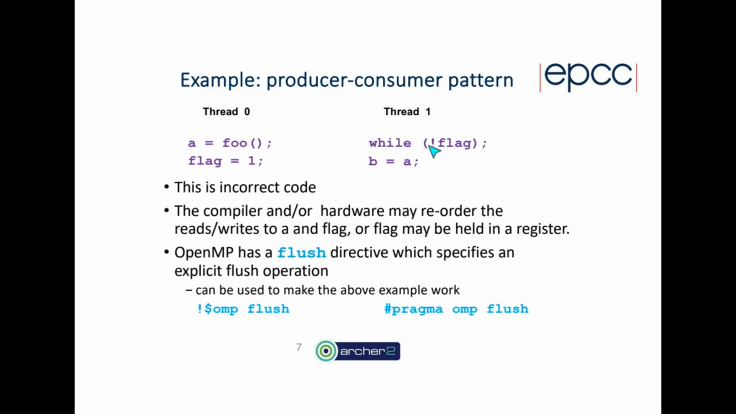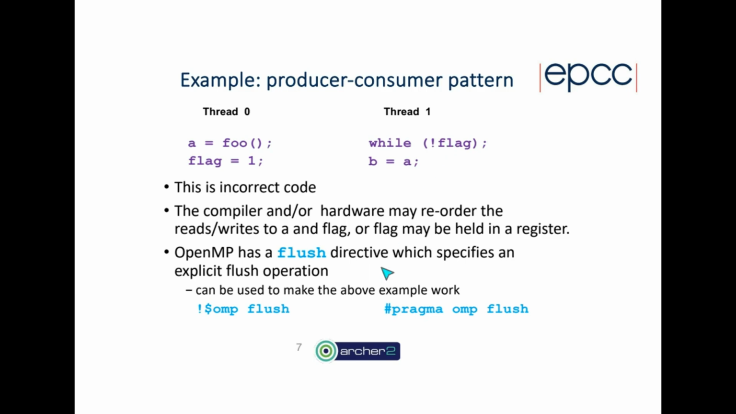The compiler might decide to generate code on thread 1 where flag is held in a register, in which case it never reads the value from main memory ever again, and it'll just get stuck in an infinite loop.